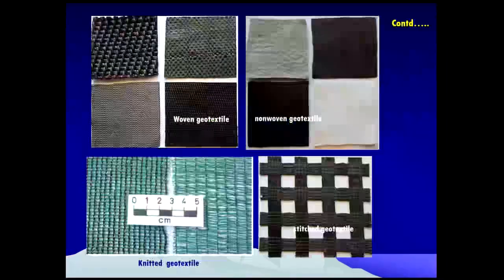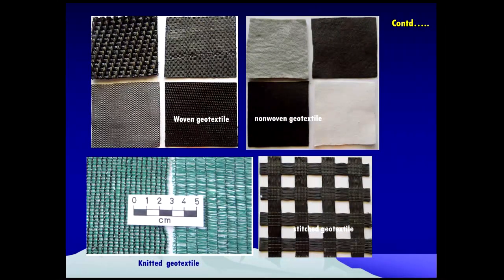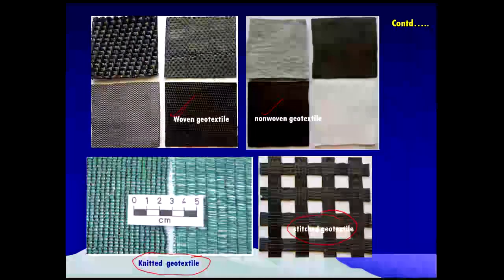So those geosynthetics, you can see this. This is the non-woven geotextile. This is the woven geotextile. This is the knitted kind of geotextile. This is a stitched kind of geotextile. So these are the yarns, this is a woven sheet, and this is a non-woven. It is simply raw material.